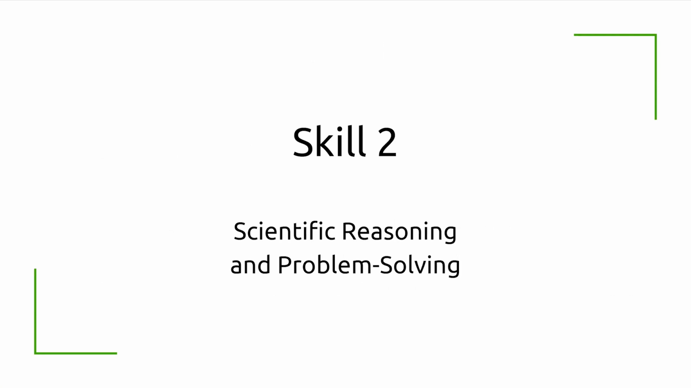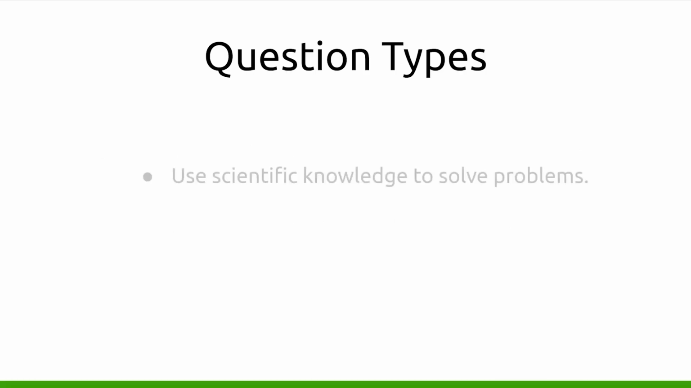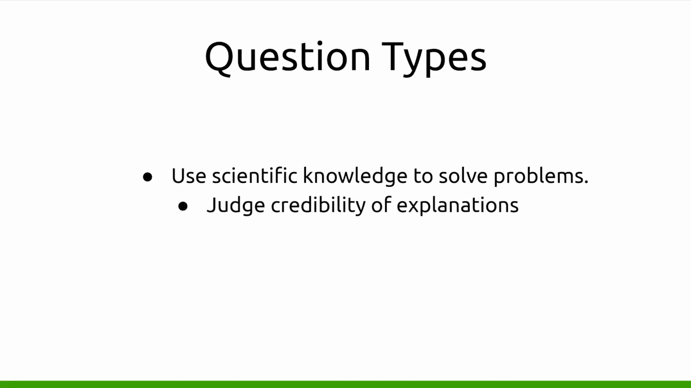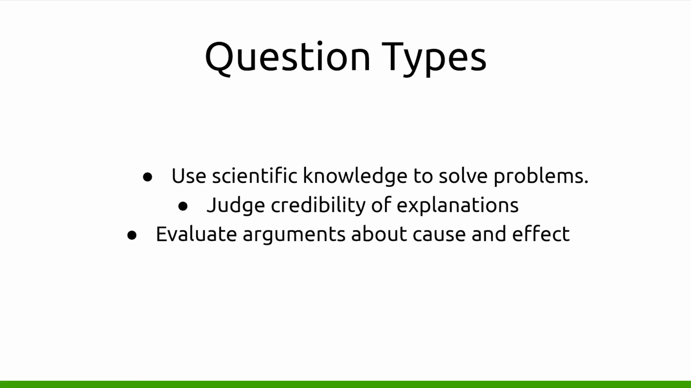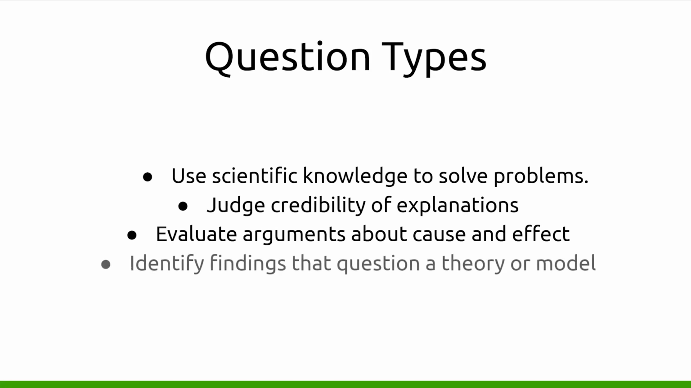Skill number 2 is based on scientific reasoning and problem solving. It's going to ask you to use scientific knowledge to solve problems, judge the credibility of other people's explanations of things, evaluate arguments about whether something is causation versus correlation, so cause and effect or not cause and effect, and identify findings that question theories or models. If you see something within an experiment and this finding questions whatever theory or model is presented, you need to be able to identify why, or which of those things would.